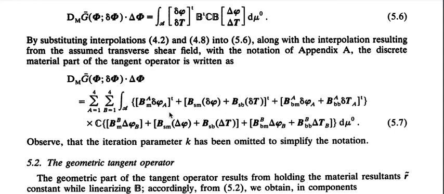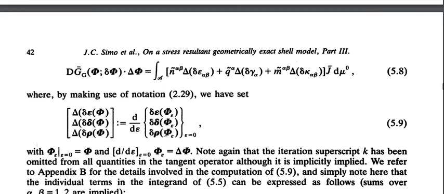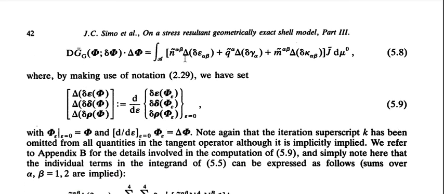Now we have the different matrix differential operators. We can break down the entire expression in this format, and all these things are very trivial. Now let us look at the geometric tangent operator, and as we have already seen this, the expression is quite simple. Here we just have the constants as these stress resultants, moment resultants, and shear resultants, and we are now applying linearization on these variational strain quantities.